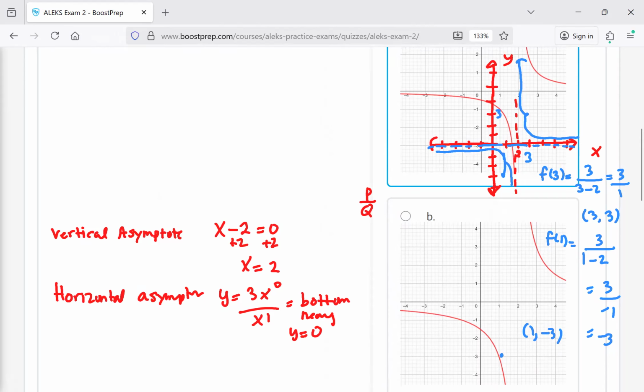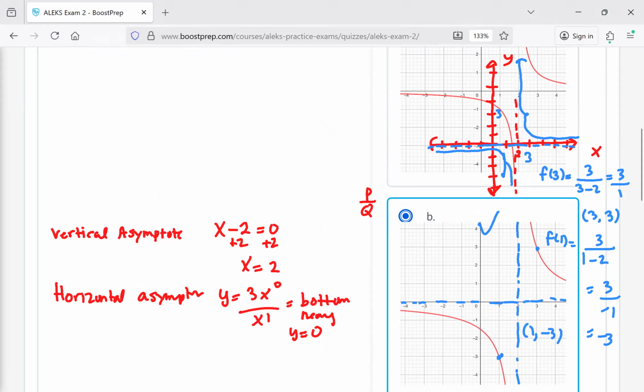Is it B? Let's see. Vertical asymptote 2, yes. They don't really show it to you, but if you draw a dashed line right here at 2, and then horizontal asymptote at y equals 0, yes. Let's look at our points. Does the point 1 comma negative 3 fit? Yes, it's right here. Does the point 3 comma 3 work out? Yes, right there. So this graph checks out. It's B. Okay, so for a rational function, find the vertical and horizontal asymptote, and then just graph some additional points. That's it.